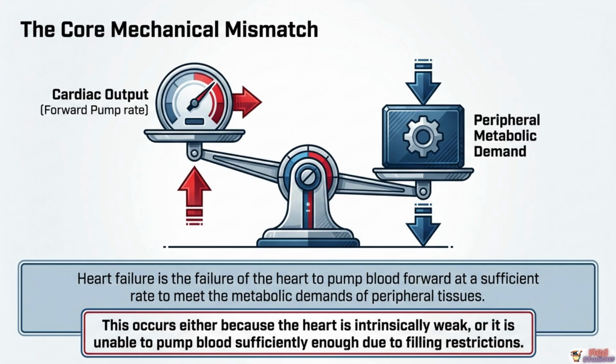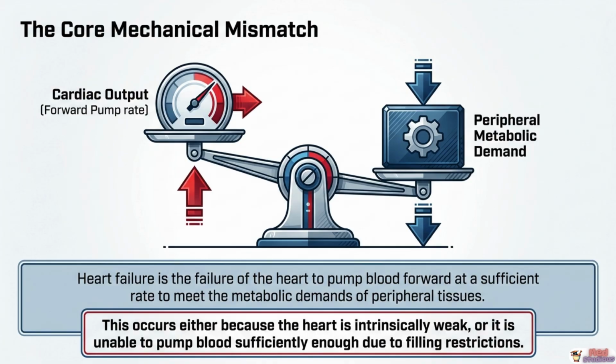Think of it as a scale that has lost its balance. On one side sits cardiac output, the forward pump rate. On the other side sits peripheral metabolic demand, the oxygen and nutrient requirements of every organ, muscle, and tissue in the body. In health, these two forces are in perfect equilibrium. In heart failure, the cardiac output side falls, and the scale tilts irreversibly toward metabolic insufficiency.